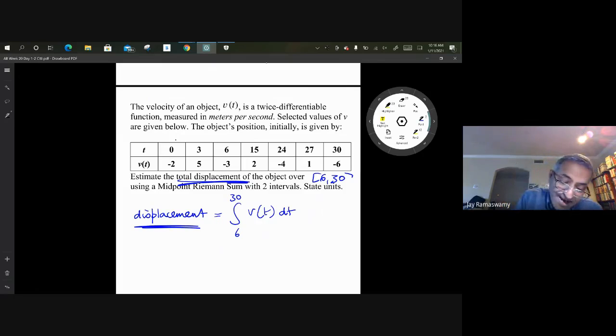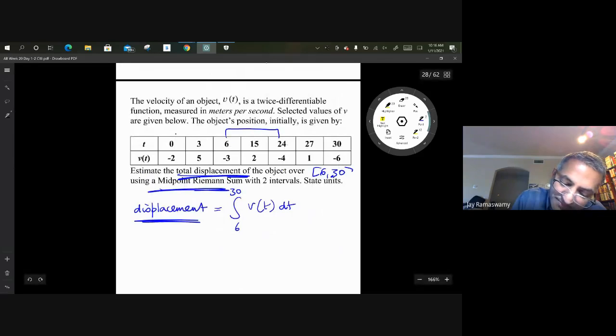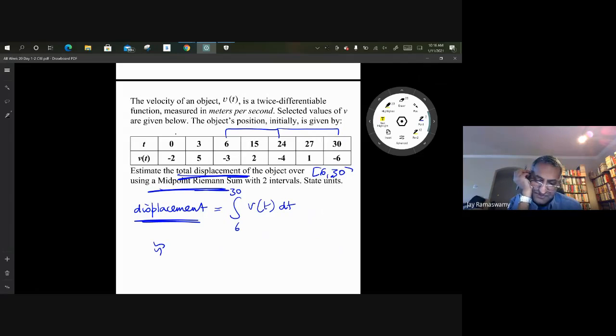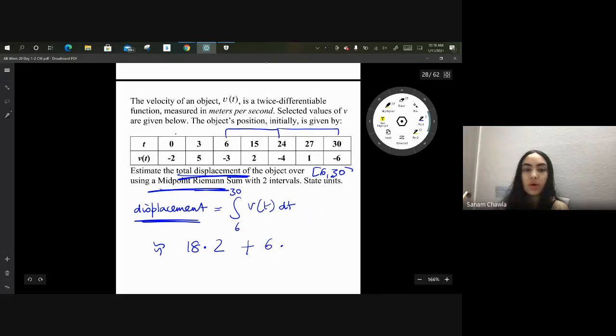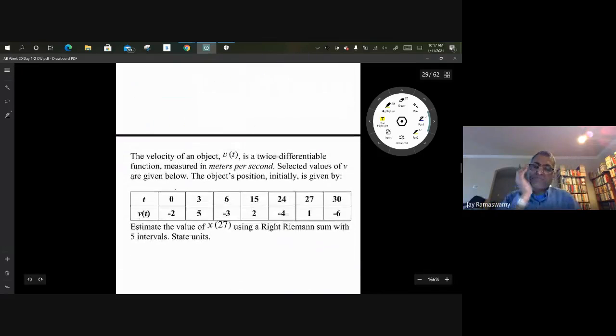Okay. It says midpoint Riemann sum from 6 to 30. Let me sketch it for you so you can see what's going on. Okay, do this yourselves. Do that yourselves. Go on. Those of you who got the hang of it, tell me what you're writing. 18 times 2, midpoint, very smart, plus 6 times 1. Okay, this is just displacement. So what would your units be? Meters. This is a change in position.